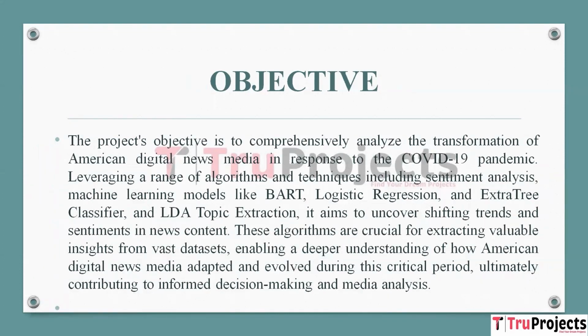The project's goal is to thoroughly examine how American digital news media changed in reaction to the COVID-19 pandemic. It tries to identify shifting patterns and feelings in news content by utilizing a variety of algorithms and approaches such as sentiment analysis, machine learning models like BART, logistic regression, and extra tree classifier, and LDA topic extraction. These algorithms are essential for deriving insightful knowledge from huge datasets, enabling a better comprehension of how American digital news media changed and evolved over this pivotal period, and eventually assisting in media analysis and informed decision making.